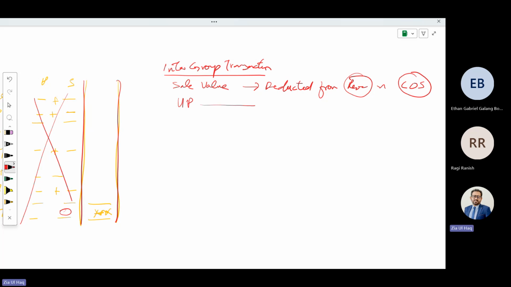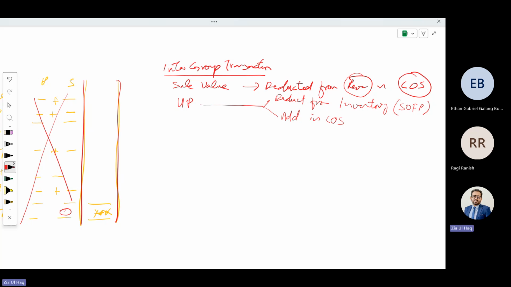And this unrealized profit part we need to deduct from inventory in the statement of financial position, which we have done already. But in the P&L, we need to add it in cost of sale. Because we need to add this unrealized profit part in closing inventory, and in the P&L closing inventory we need to deduct.